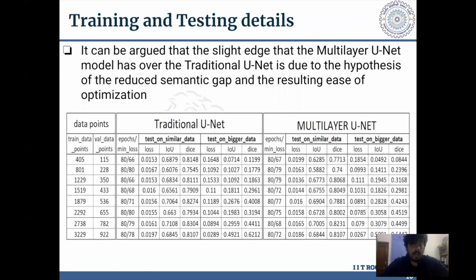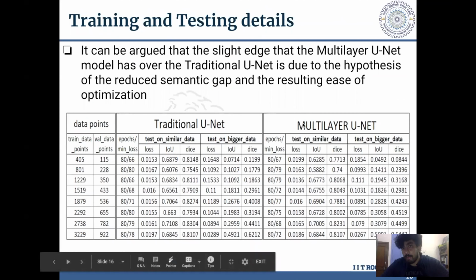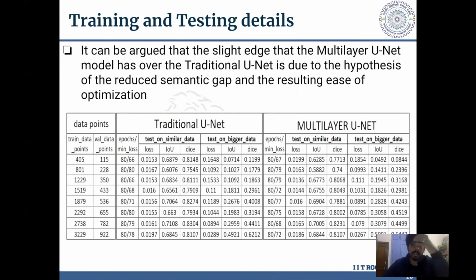Okay, so here's a comparison of traditional unit architecture and multi-layer unit architecture, with the statistics. The data points basically tell us how many data points the model was trained on, and how many data points the model was validated on. All right, and it increases as we move down. As you can see, a multi-layer unit architecture maintains a consistent edge over the unit architecture as expected throughout. Okay, this can be more visually seen in the graphs that I'll be showing in the subsequent slides. All right.